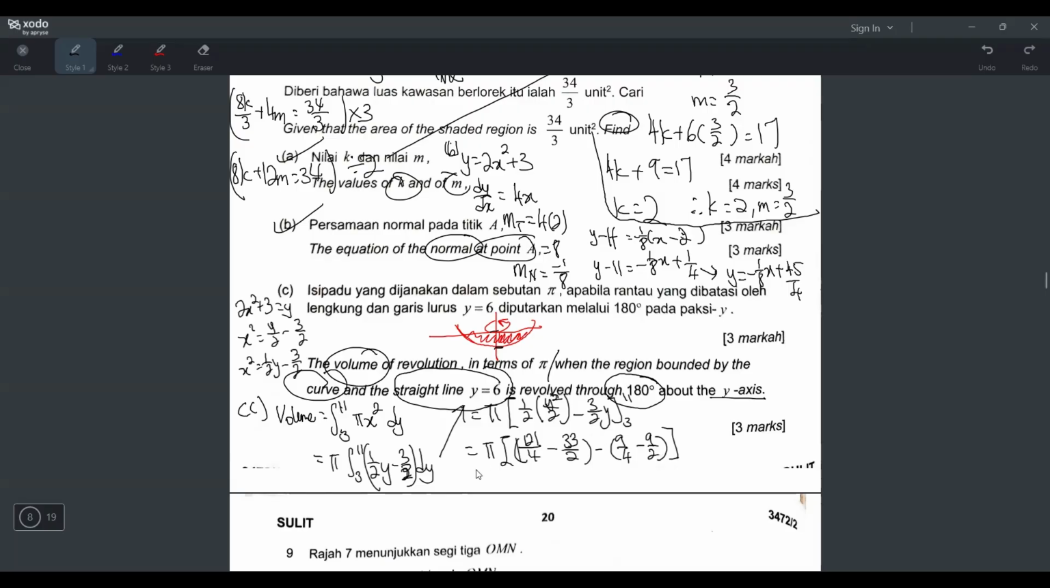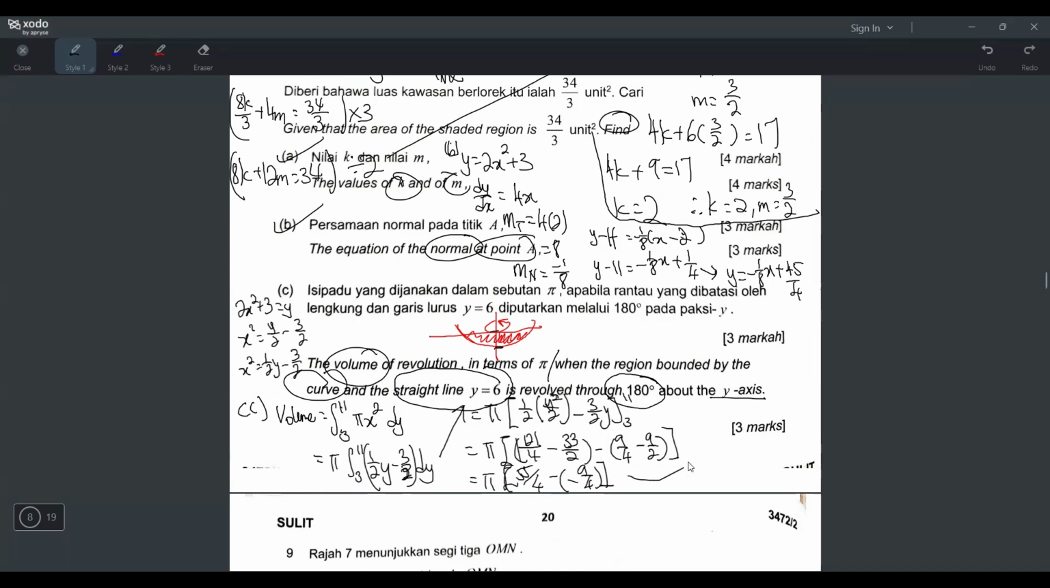So now I can use the calculator to press 121 over 4 minus 33 over 2. Okay, my calculator gives me 55 over 4. So this one is the first part. Minus, what is 9 over 4 minus 9 over 2? My calculator gives me negative 9 over 4. So you open a bracket and write negative 9 over 4. It means that here you have to use a big bracket.